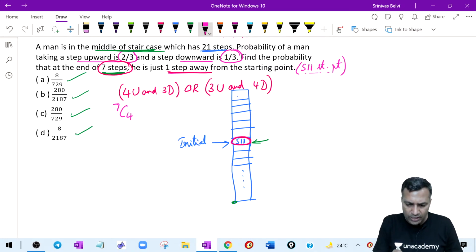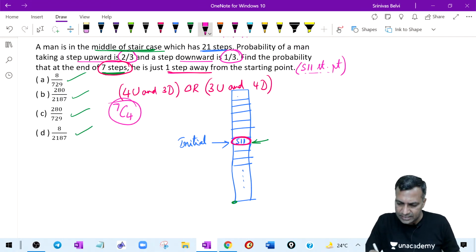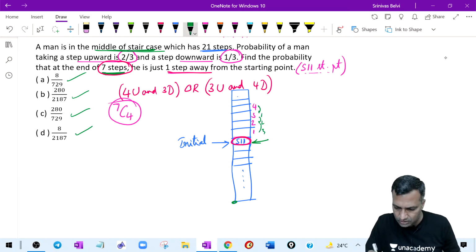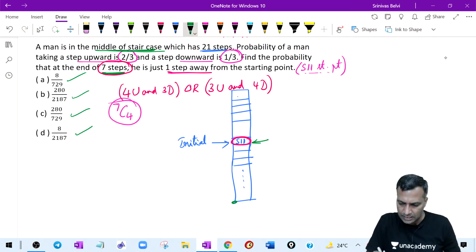The point is, why are you writing 7C4, sir? Isn't it that he will take 1 step up, 2nd step up, 3rd step up, 4th step up, and then he will come back down, one down, the second down and the third down? No, it is not like that. Why should it be like that? Why can't it be something like this? It can be like this.